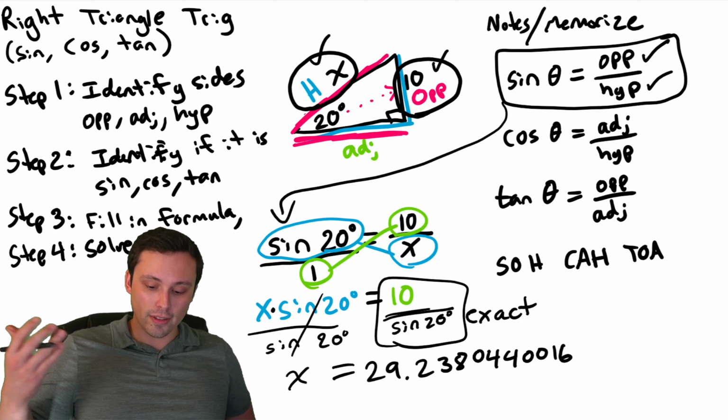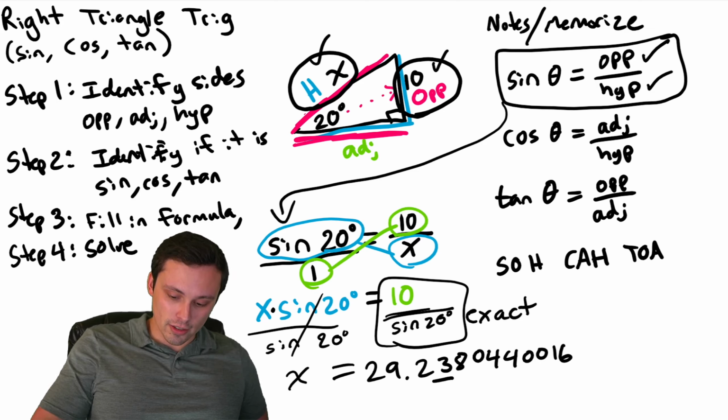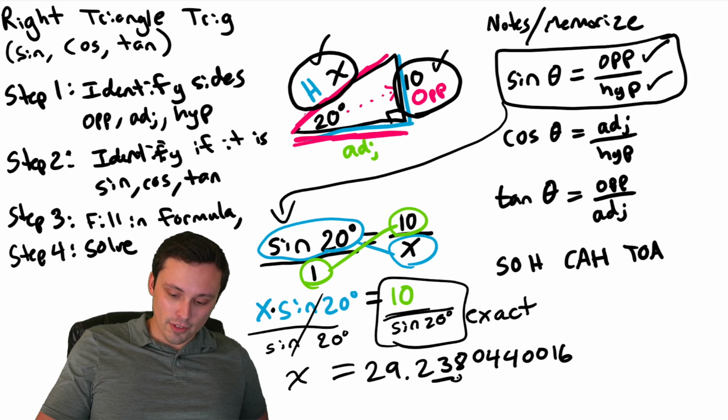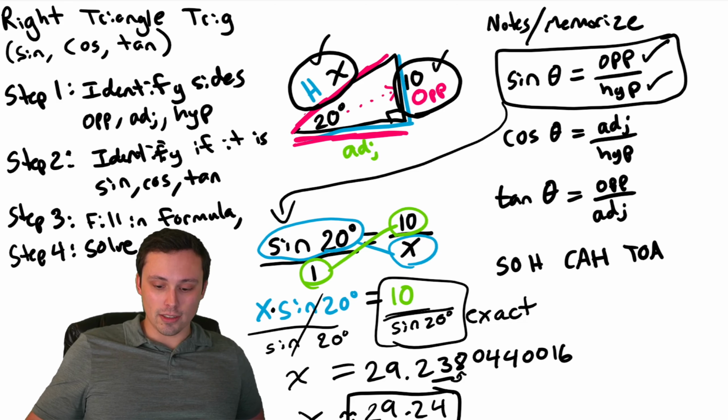Now your problem might say something like round to the nearest tenth, or round to the nearest hundredth, or round to the nearest thousandth. Let's just say it says round to the nearest hundredth. If I want to round to the nearest hundredth, that would be the tenths and then hundredths, right? That 3. The number after it is a 5 or bigger, so we would round this to about 29.24. And that would be our approximate answer here.